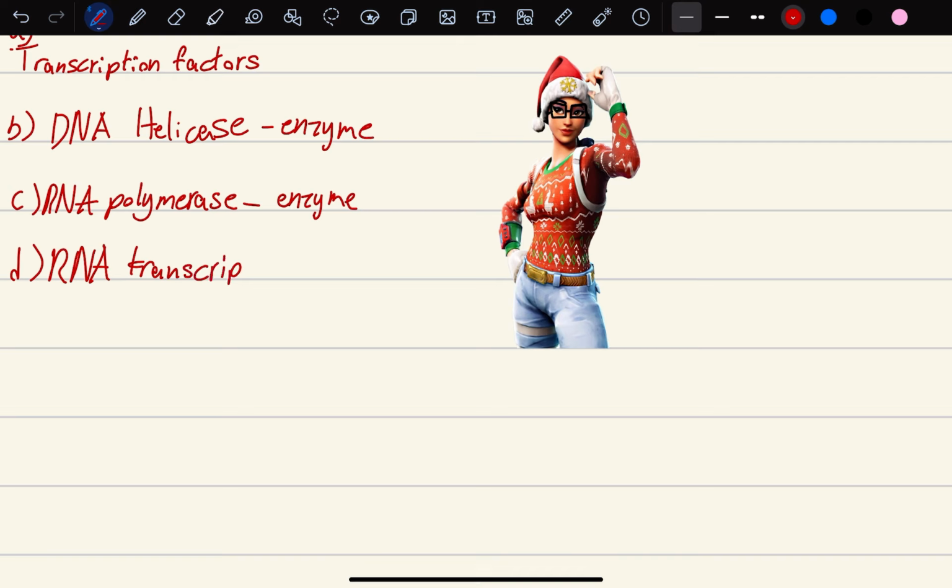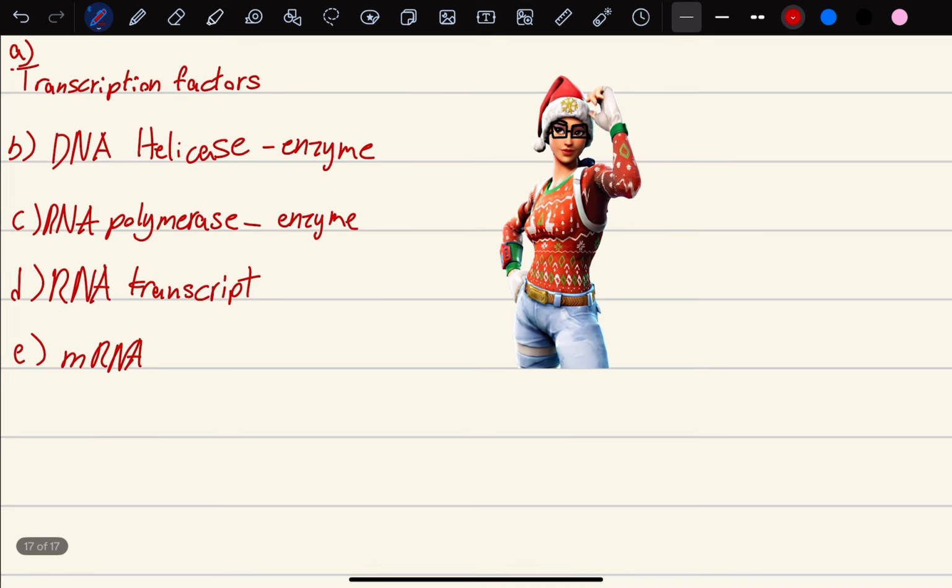Transcript. So this is an unmodified RNA strand that is created by the polymerase. It's really important to know that this is unmodified, because there's going to be a process afterwards where we modify it. And that modified version is called mRNA.